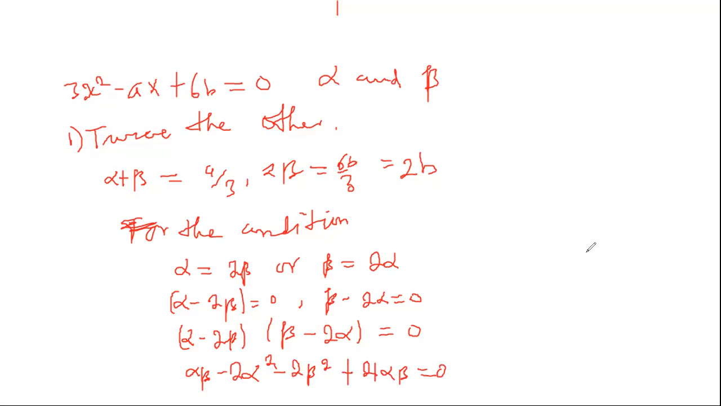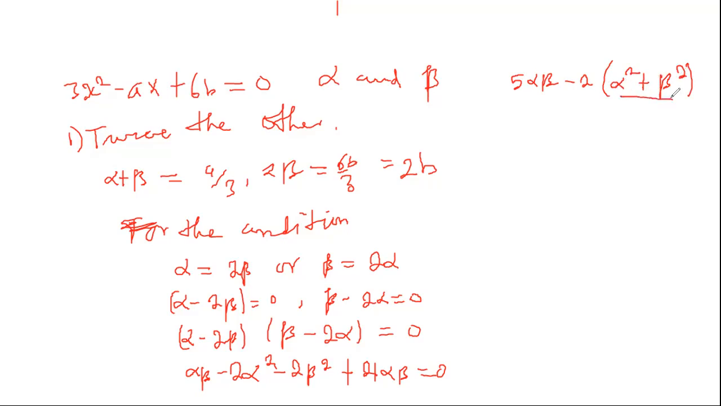So what we are going to do is factorize. Alpha beta plus 4 alpha beta will give us 5 alpha beta, minus 2 into alpha squared plus beta squared. Are we there? Yes, teacher.